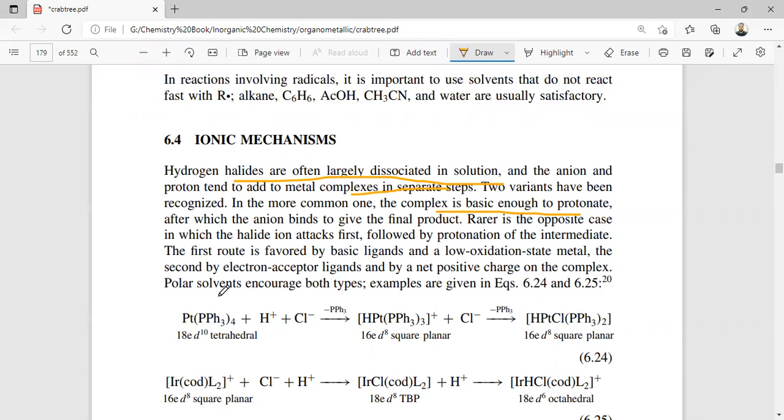So the first route is favored by basic ligands and the low oxidation state of the metal, and the second by electronegative ligands and a net positive charge on the metal complex. So a polar solvent assists both types. Example: in the ionic mechanism, here these are dissolved in the solvent to give H plus and Cl minus, which will attack the positive charge and react to form this complex. Then the Cl minus is subsequently added to form the product.